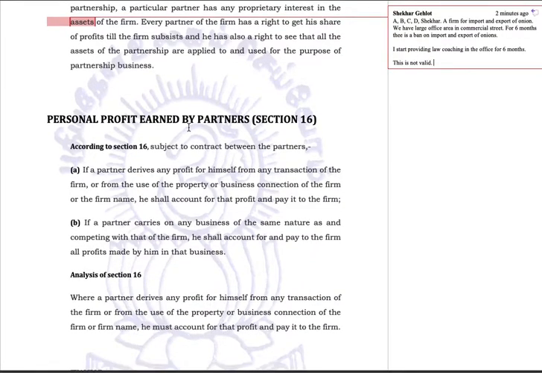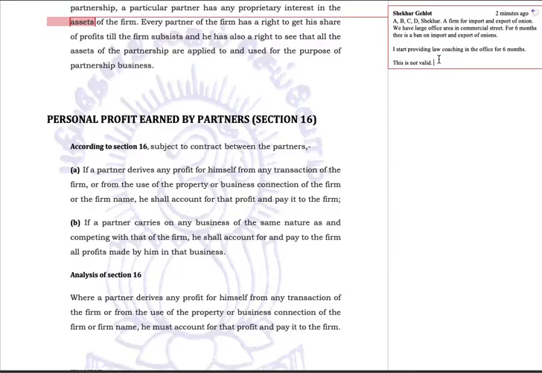Personal profit earned by partners. Section 16. According to Section 16, subject to the contract between partners, if a partner derives any profit for himself from any transaction of the firm, or from the use of property or business connection of the firm or firm name, he shall account for that profit and pay it to the firm. Now, personal profit has been made. Let's read it again slowly.